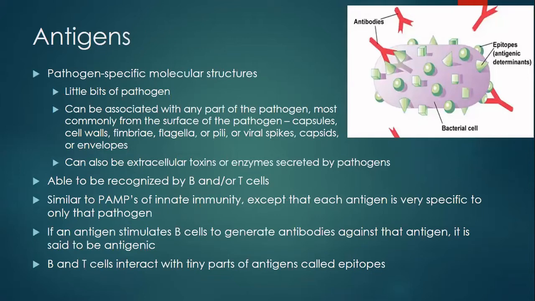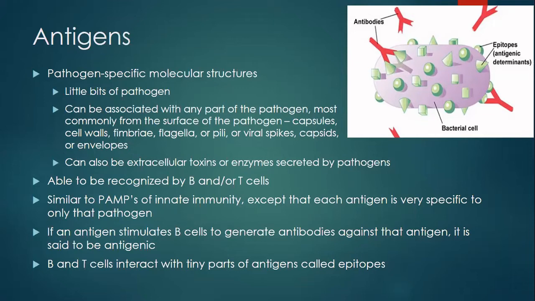So what's an antigen? An antigen, remember, is any kind of little molecular structure on the outside of a pathogen that can be recognized as foreign by the immune system. It can be any part. A lot of times there are things you find on the surface like capsule pieces or pieces of the cell wall. Could be something like flagella, spikes on viruses, capsids, envelopes. Can also be toxins or enzymes secreted by pathogens. Antigens can be recognized by B cells or T cells, depending on the antigen.